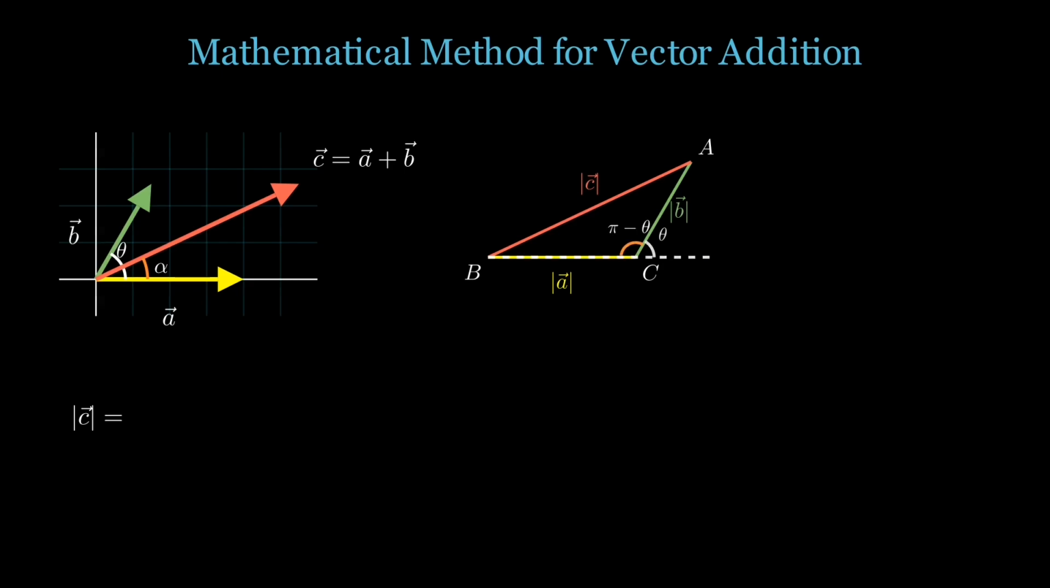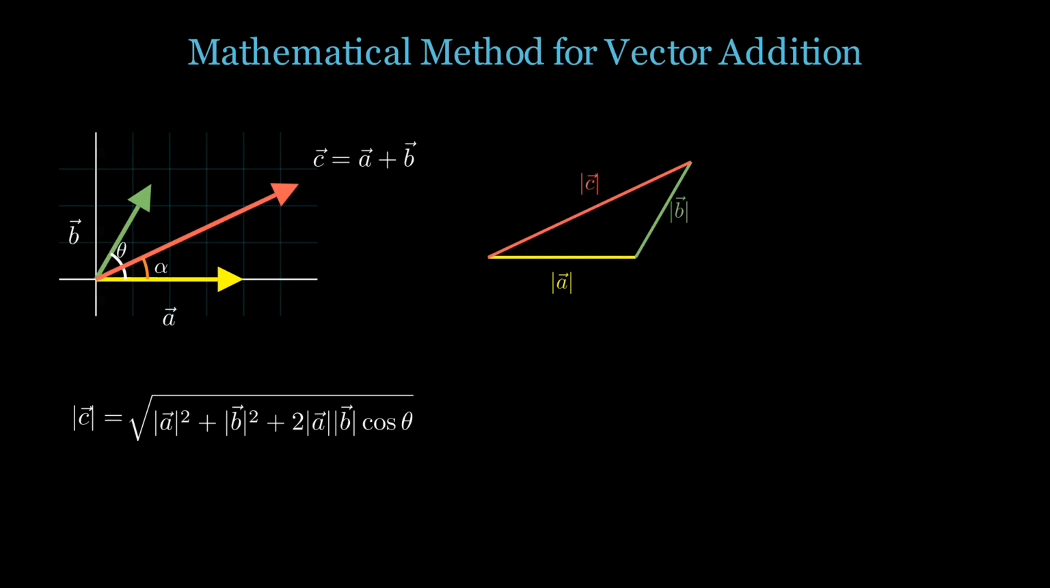From the triangle thus formed, we can see that the inner angle c is equal to pi minus theta, and thus if we put this into the cosine rule, we would obtain that the magnitude of c is given as the square root of the modulus of a squared plus the modulus of b squared plus 2 times the modulus of a times modulus b times cos of theta.